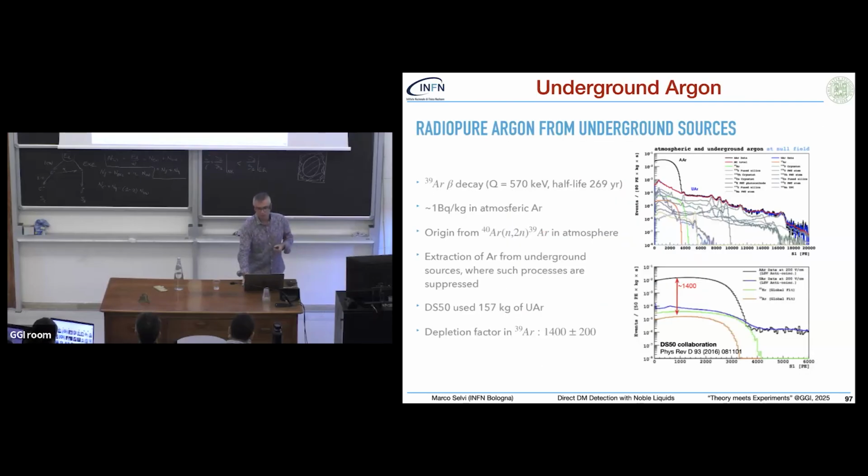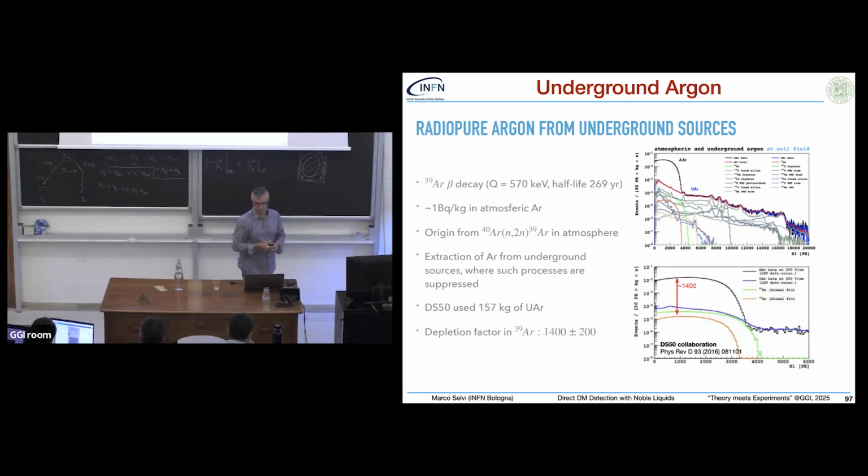Now, let's go to the big detector. They used underground argon in DarkSide 50 and they're planning to use it in DarkSide 20K because it's more radiopure in argon 39. Argon 39 counts as one becquerel per kilogram. So with ton scale detectors, this is a very strong signal, and the depletion factor in argon 39 that was demonstrated in DarkSide 50 using underground argon was a reduction by a factor of more than 1000.